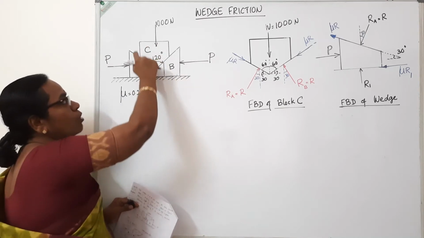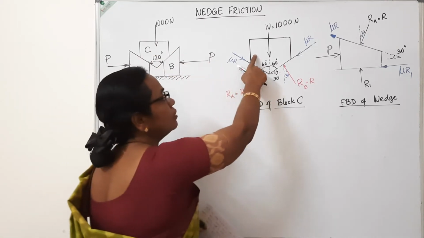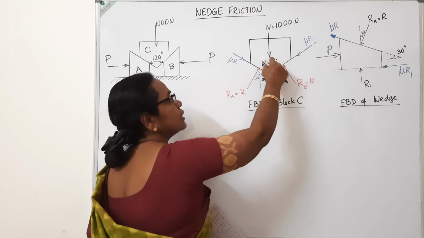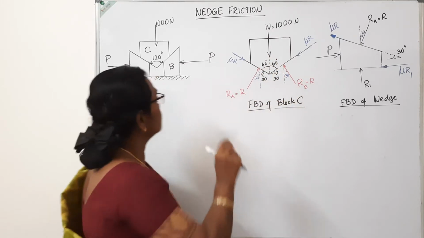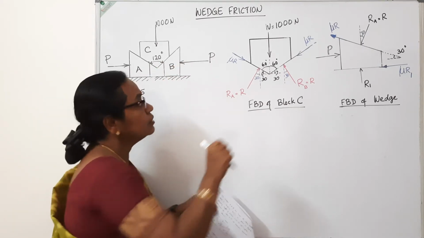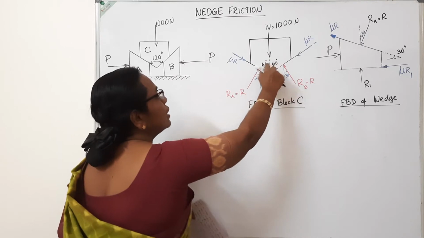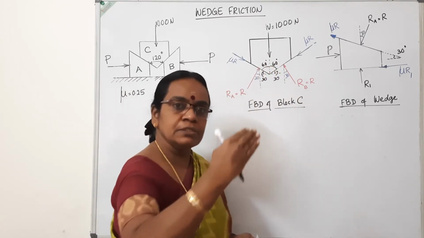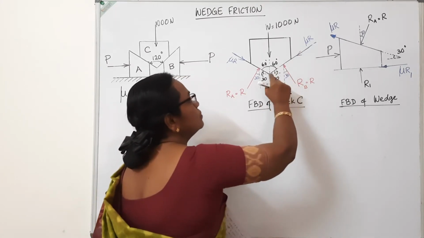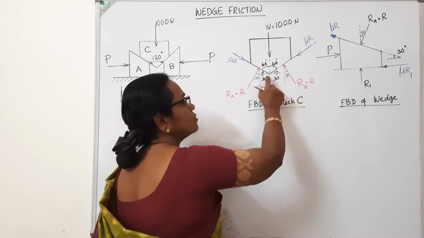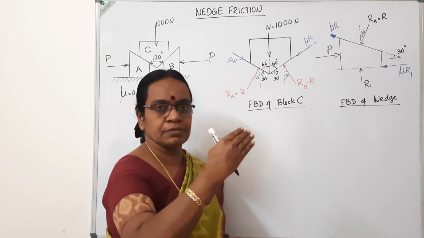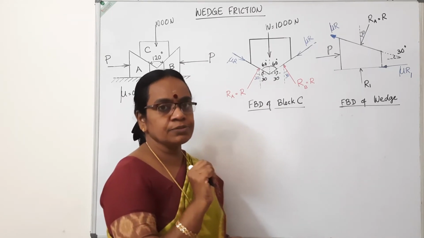So first of all, I'll consider this block C. Considering block C, what are the forces acting on it? The first and foremost is its self-weight, acting through the center. Since both the wedges are symmetrical, the same load is applied from either side. This angle is 120 degrees, so each of these angles is 60 degrees with the vertical. The wedge inclined surface makes an angle of 60 degrees with the vertical. Hence, the angle that the inclined surface makes with the horizontal is 30 degrees.